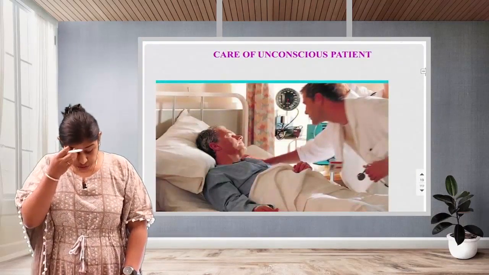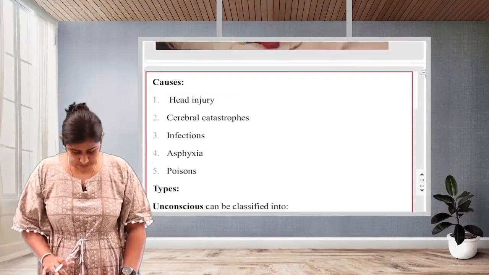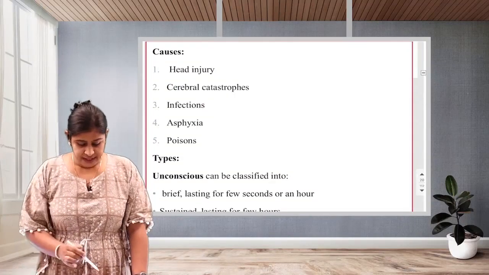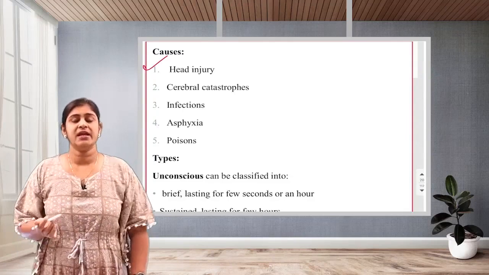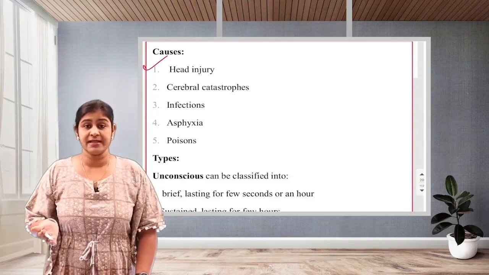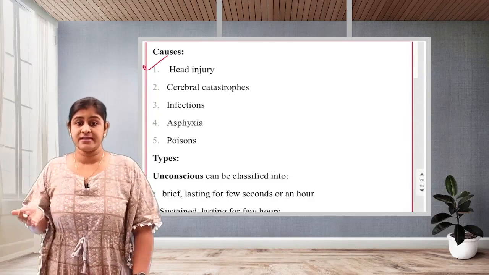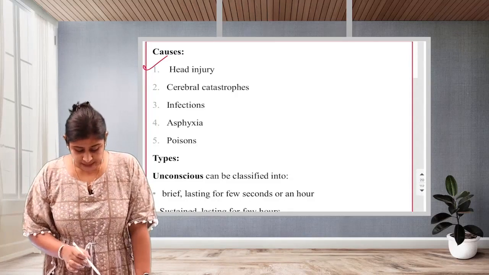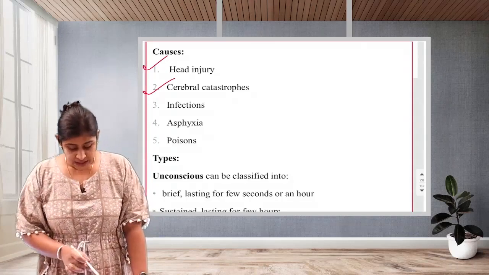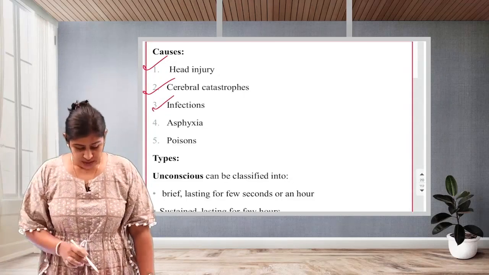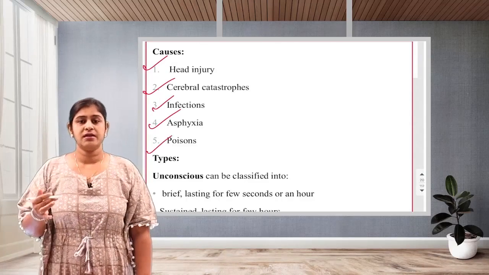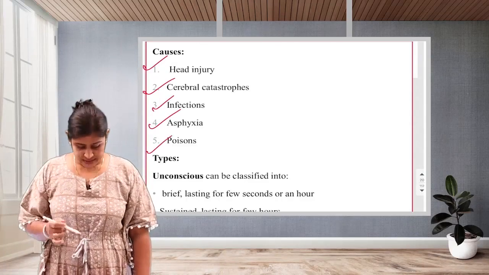Care of unconscious patients. What are the causes of this unconsciousness? First is head injury. Any head injury can happen due to severe accidents. Then cerebral catastrophes, infections, asphyxia and poisons. So these are the causes of unconsciousness.